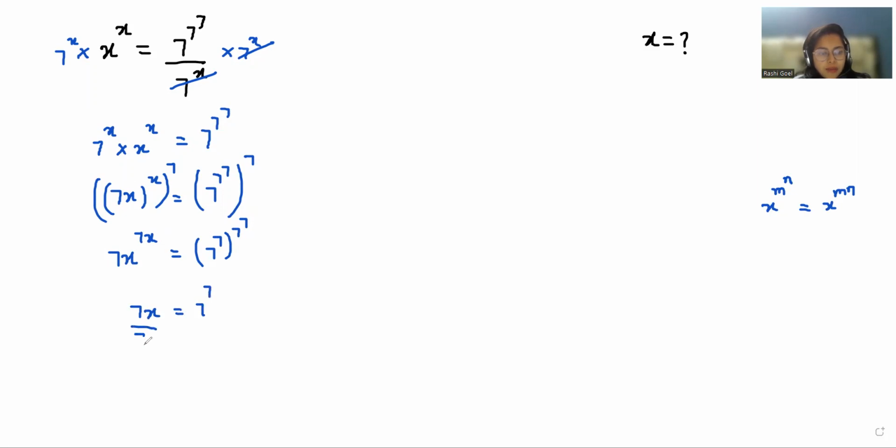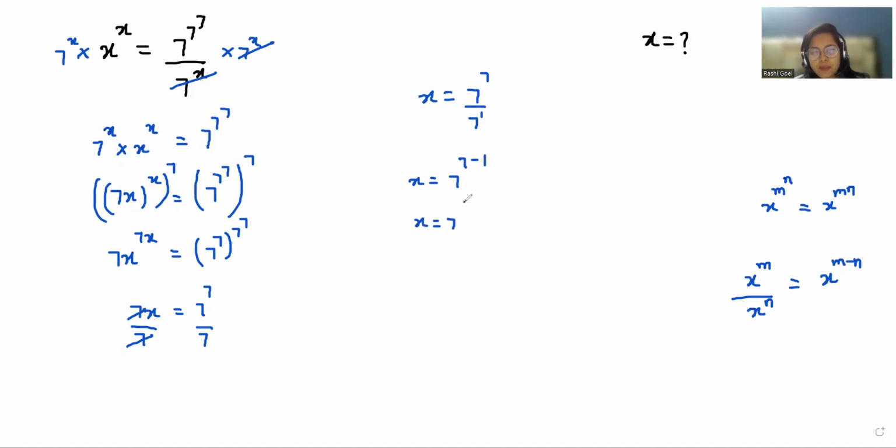Now I'm going to divide both sides by 7, so we can eliminate this. So x is equal to 7^7 / 7^1. Now according to the exponent rule, x^m / x^n, we can write this as x^(m-n). So x is equal to 7^(7-1). x is equal to 7^6. And the value of 7^6 is 117,649.